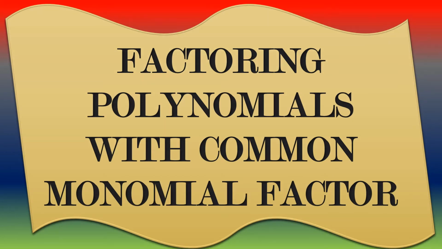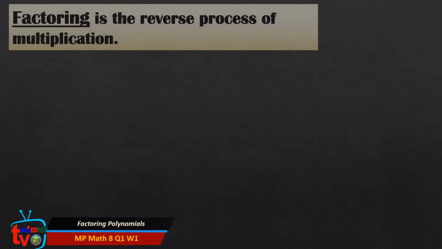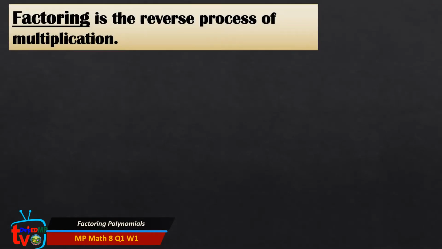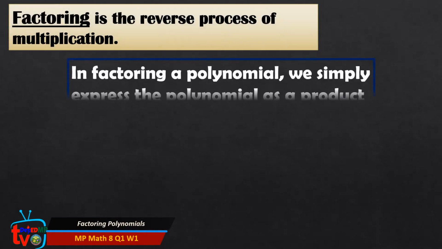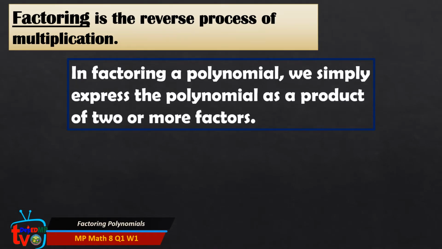Now, we are going to connect this to our lesson, which is factoring polynomials with common monomial factor. How do we factor polynomials under this lesson? You have the following steps on your learning activity sheet, so you need to review those steps in factoring polynomials with GCF. Take note that factoring is the reverse process of multiplication. In factoring a polynomial, we simply express the polynomial as a product of two or more factors.